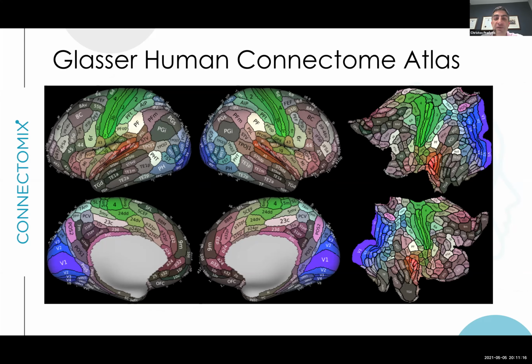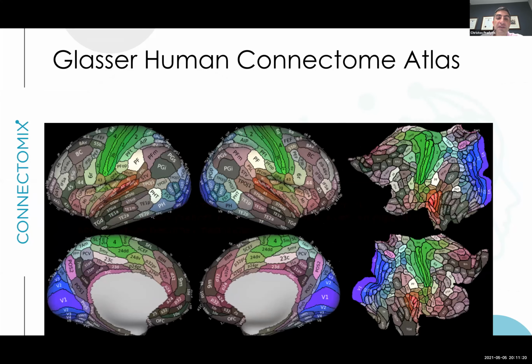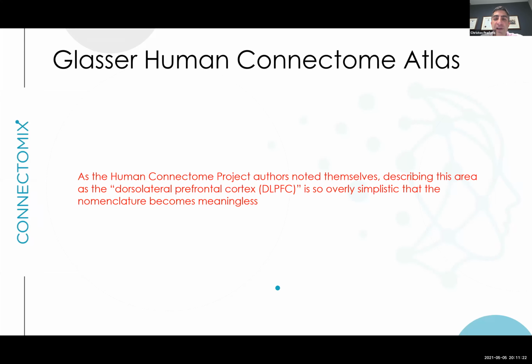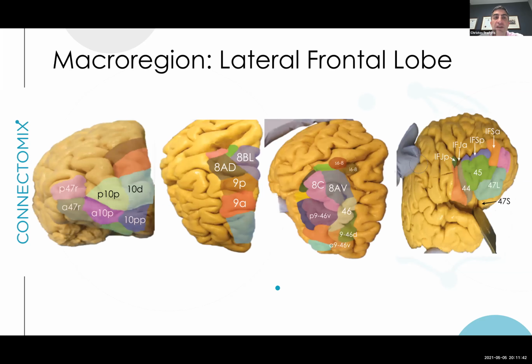But what's very interesting is when you go into these parcellations in detail, the authors of the Glasser publication actually said that the term dorsolateral prefrontal cortex is so overly simplistic that the nomenclature almost becomes meaningless. And this has its basis in research when you're really trying to understand what cortical parts do. Okay, so we're going to break down the frontal lobe, starting with the lateral frontal lobe.